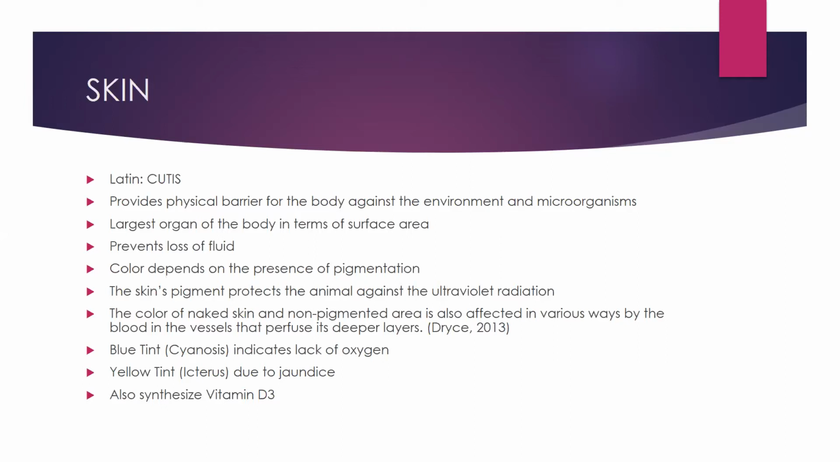So this is one of the things when we do a cesarean section and we try to revive the puppies, we check the extremities, particularly the palmar and plantar areas. Because if it's still blue, that means there's still a problem with circulation. The animal still needs a lot of oxygen. And when you say yellow tint, it means it's icteric. It might be a sign of jaundice or icterus. And the skin is also the site where we synthesize vitamin D3.